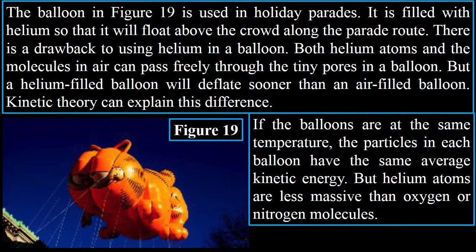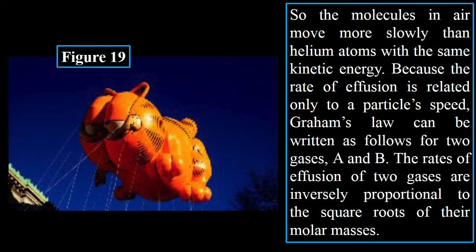If the balloons are at the same temperature, the particles in each balloon have the same average kinetic energy. But helium atoms are less massive than oxygen or nitrogen molecules. So the lighter the molecule, the faster it's going to move. Helium will move very quickly. The molecules in air move more slowly than helium atoms with the same kinetic energy, because the rate of effusion is related only to a particle's speed. Graham's law can be written as follows for two gases A and B. The rates of effusion of two gases are, listen carefully, inversely proportional to the square roots of their molar masses.